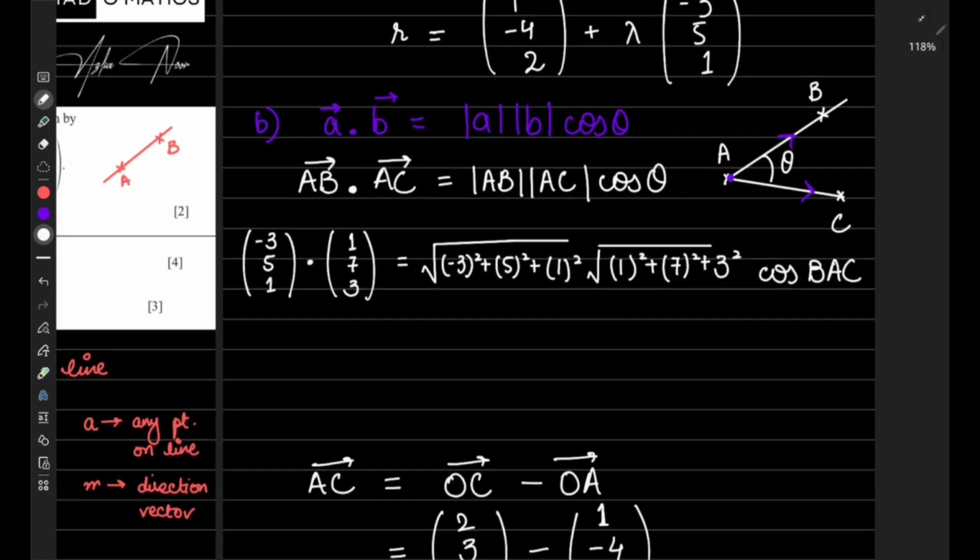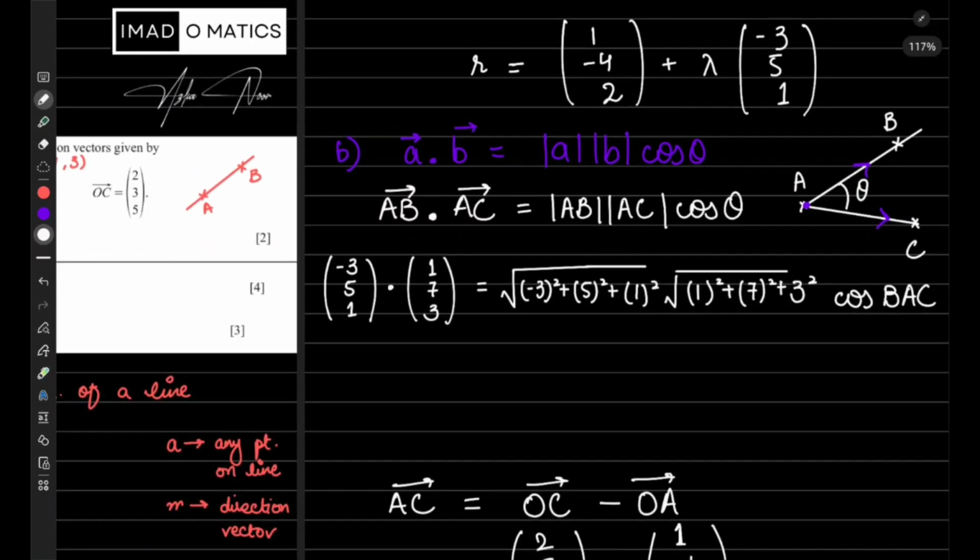Okay, and we know how to solve it further. We will just be multiplying; the dot product is just a product of the corresponding x and x, y and y, z and z. So minus 3 times 1 plus 5 times 7, 1 times 3, and now solve this. 25 plus 9 plus 1, 35, root 35 is the first one.